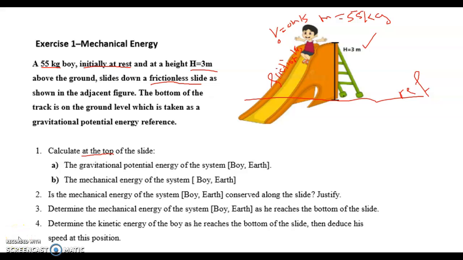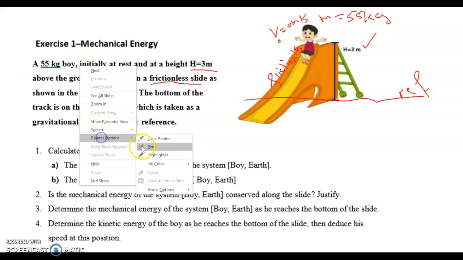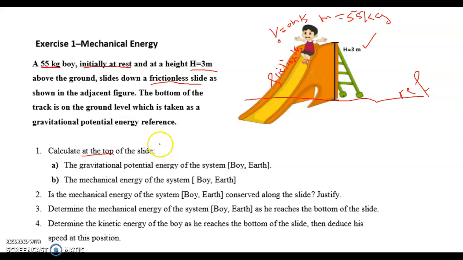A 55 kilograms boy initially at rest and at a height h equal 3 meters above the ground slides down a frictionless slide as shown in the adjacent figure. The bottom of the track is on the ground level, which is taken as a gravitational potential energy reference. So I've underlined the important given.